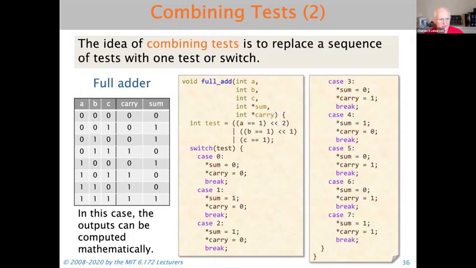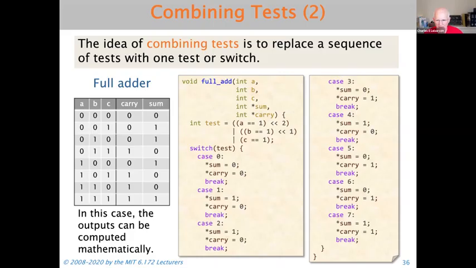So if the case is 0, it means the sum is 0, the carry is 0. If the case is 1, it means the sum is 1, the carry is 0, and so forth. Now we can see this a lot better, and this code will generally run faster. In this case, this is also a terrible way to do it because the outputs can be computed mathematically. I can do a bunch of simple operations on A and B.